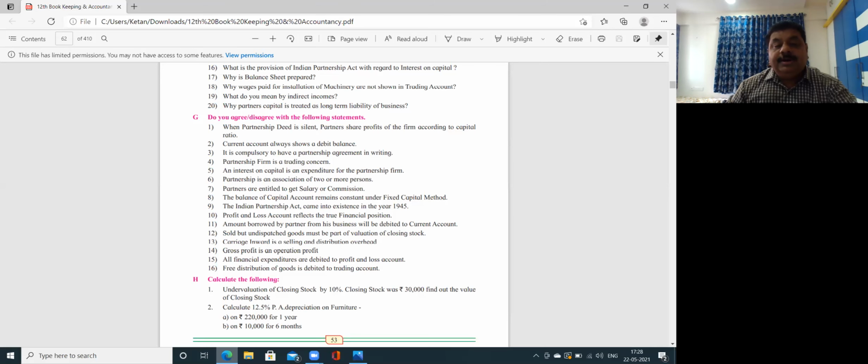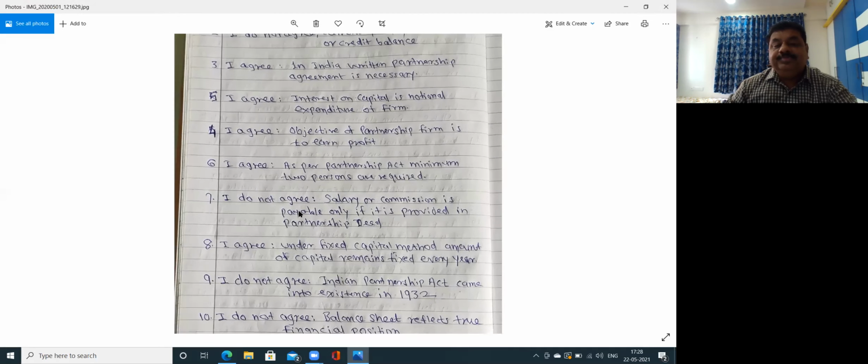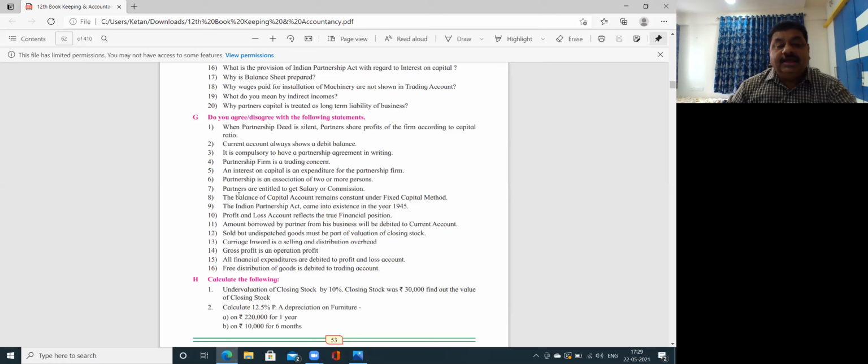Number 7. Partners are entitled to get salary or commission. Okay. आता इथे बघा काय म्हटलंय. Yes, I do not agree. Salary or commission is payable only if it is provided in the partnership deed. म्हणजे तसा विचार केला. लुक हियर, अगर आपने सोचा इसका आंसर क्या लिखना चाहिए, पार्टनर्स आर एंटाइटल्ड टू गेट सैलरी और कमीशन और नॉट. एक्चुअली नॉट.